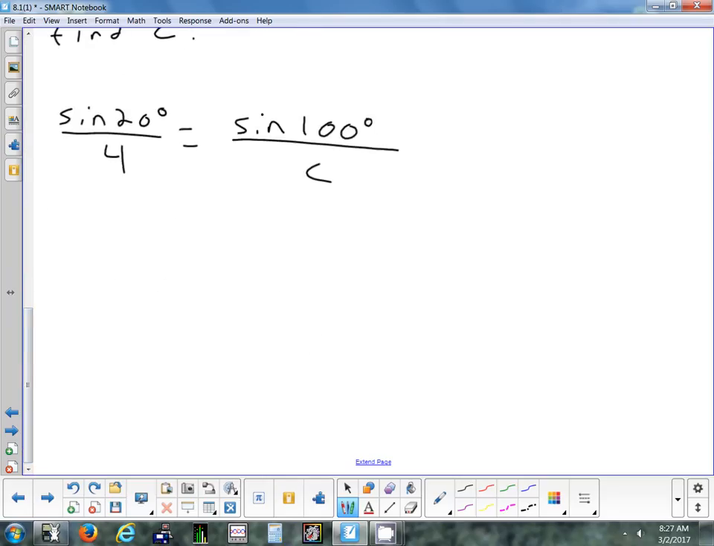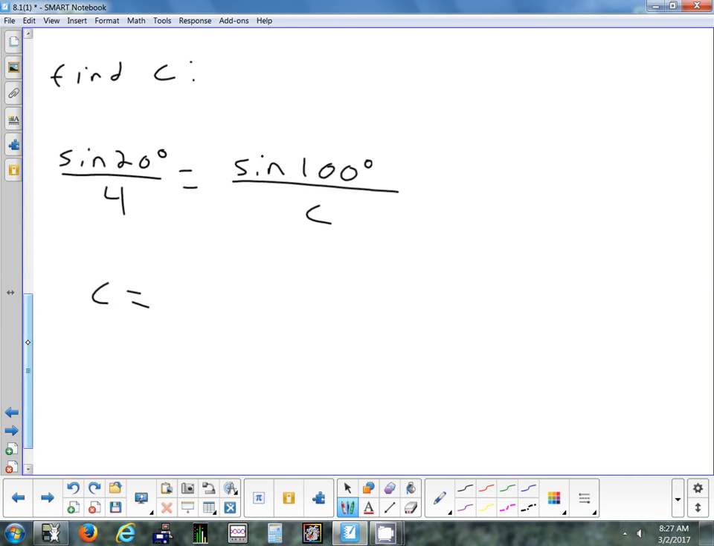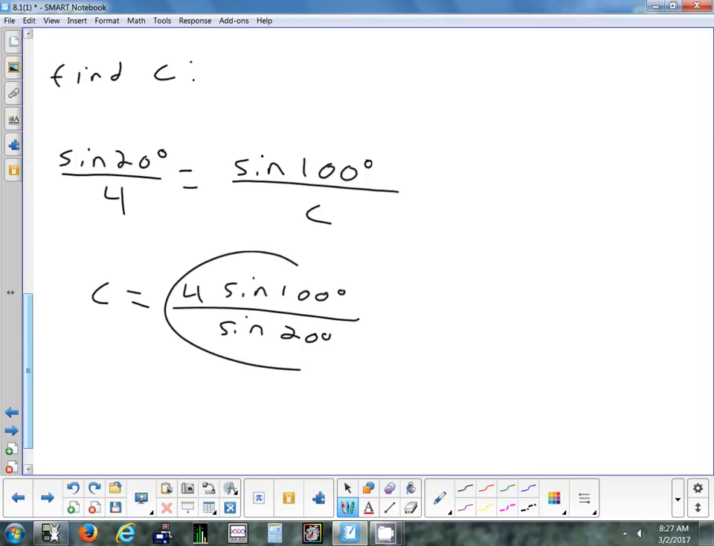Okay, so we'll cross multiply. You don't have to show that middle step of the cross multiply if you don't want to. You can just say C equals 4 sine 100, and then divide by sine 20. If it's confusing to do that all in one step, you can show them the middle step, but that's what you're going to get. Any questions on that?